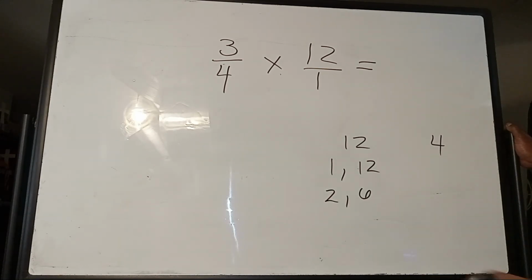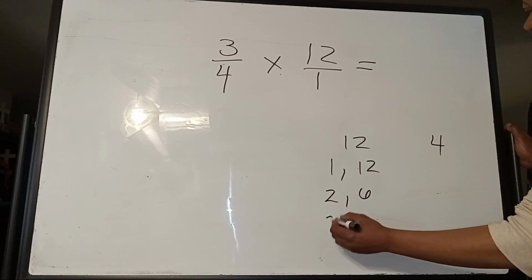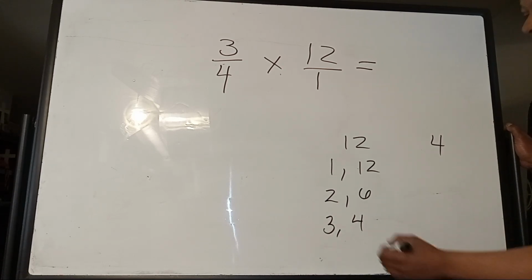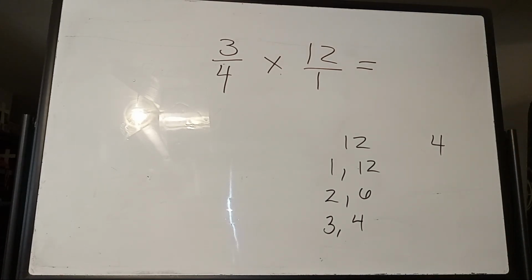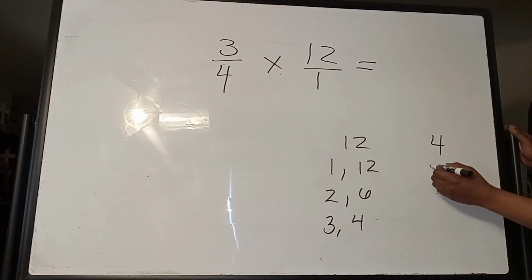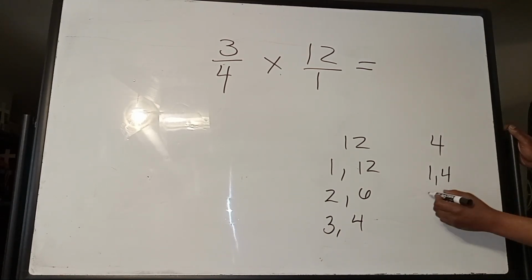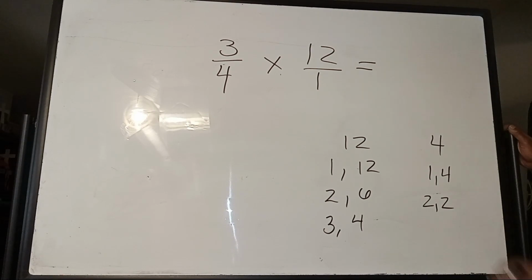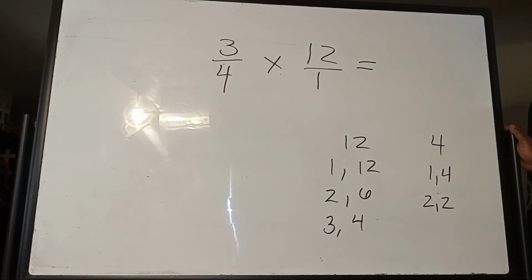Mm-hmm. What else? What's the next? 3 and 4. There we go, 3 and 4. Good job. That's all the ways to make 12. Now, for 4, we could do 1 and 4, or we could do 2 and 2. So now, when we do this, we want to divide by our greatest common factor.